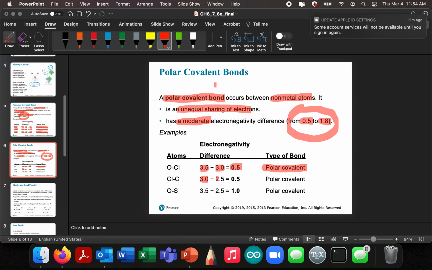Chlorine and carbon. Chlorine is 3. Carbon is 2.5. The difference is 0.5, right? And so we're going to say, all right, well, that is polar then, right? Because the electrons are not being shared evenly. Oxygen and sulfur, 3.5 and 2.5. And the difference is 1, right? So oxygen's definitely pulling harder because oxygen's got an electronegativity of 3.5, right? So we're going to say that that's a polar covalent bond.